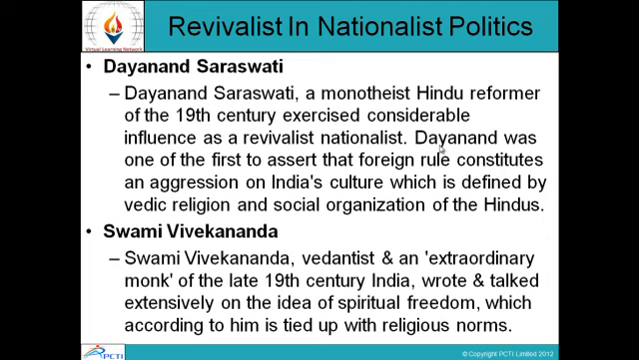Swami Vivekananda, a Vedantist and an extraordinary monk of the late 19th century India, wrote and talked extensively on the idea of spiritual freedom, which according to him is tied up with religious norms. So Vivekananda said that spiritual freedom is when a person is given freedom in choosing where to go, where the place of worship is, and that is tied up with religious norms, the rituals and the practices which are followed in a particular religion.